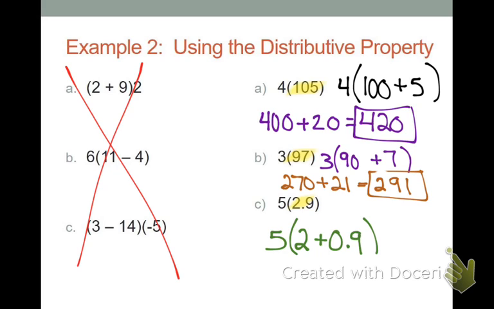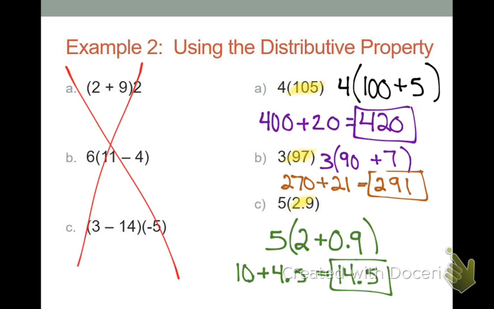Well, what's 5 times 2? And you want to know an easy way to do 5 times 0.9? What's 5 times 9? 45. How many decimals were in that multiplication? 1, so it's 4.5. See how we did that? What if there was 2? It would have been 0.45. All right, so your answer is 14.5. Or 14 and 5/10.